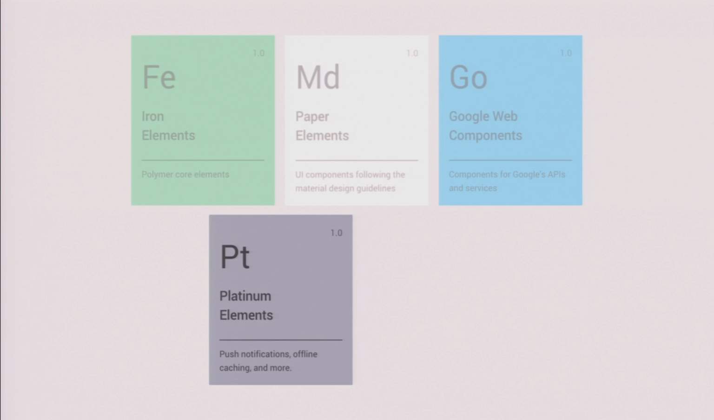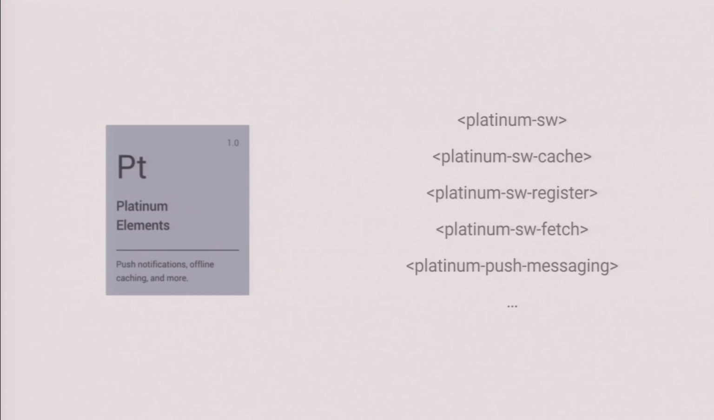If you were to use the low-level primitives for things like service worker-based offline support, they're very powerful, but they're also very low-level, and it's a very fertile ground for wrapping up within a component. So for instance, you could drop the Platinum push messaging element on your page and have a little work that you also have to do on your server, and all of a sudden you're able to use push messaging and display notifications within your web app.